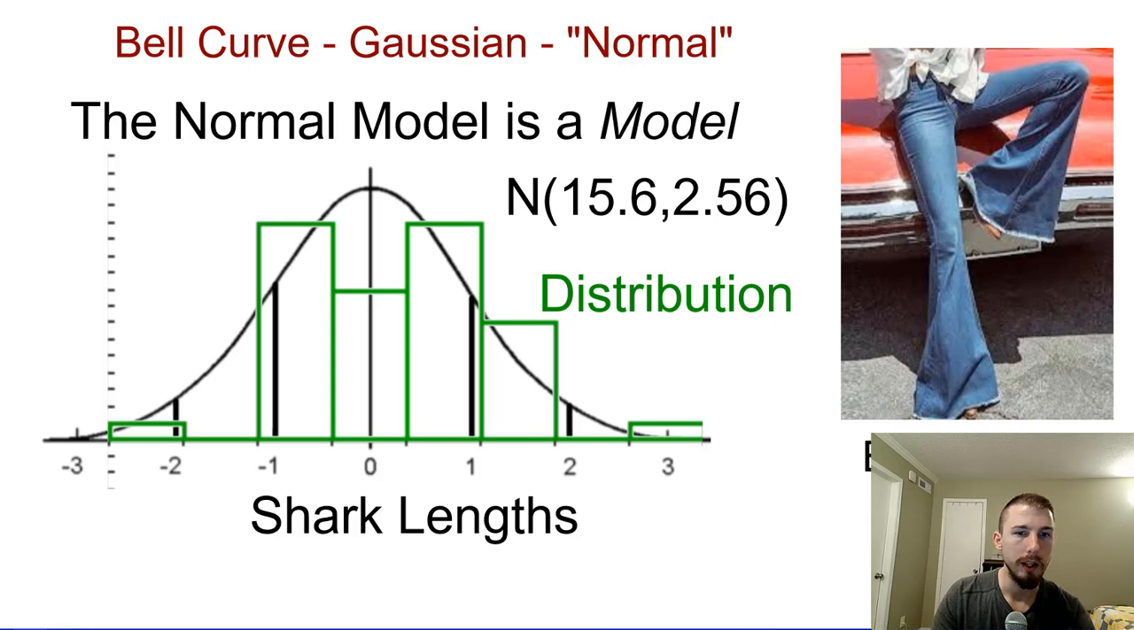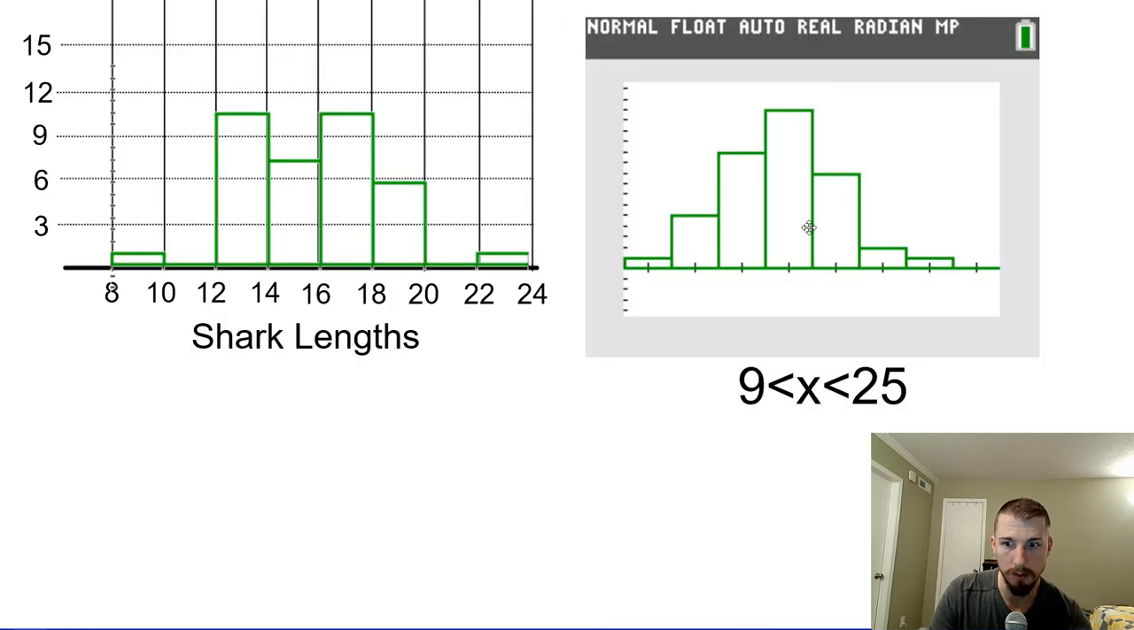Okay, so the next thing is we want to look at our bell curve, or the Gaussian curve, or normal curve. Again, they have 3 different names, and that is this model here. How well does our distribution, which is the green histogram here, and again, the histogram could have looked different if we just even changed it slightly.